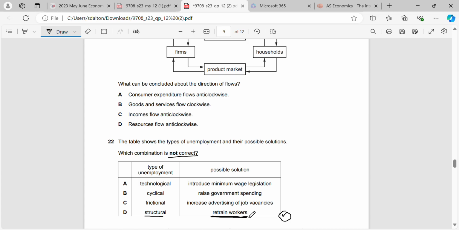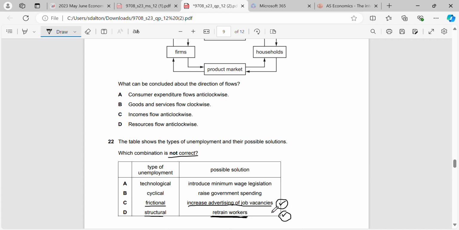a supply-side policy. Frictional unemployment is a short-term form of unemployment where people are out of work for short periods of time generally. And yes, the way to fix it is to increase the mobility of workers, and through increasing advertising of job vacancies.